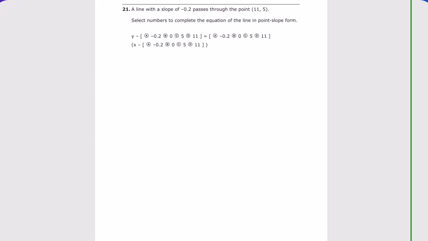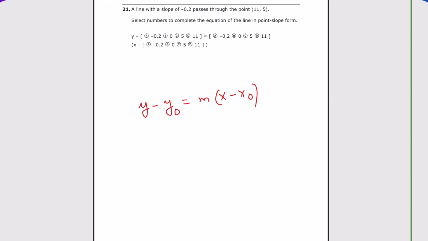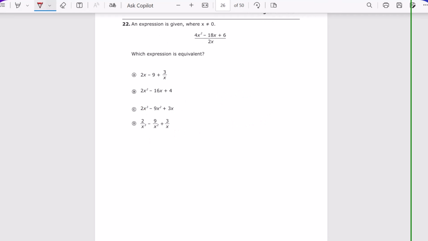Question 21. Equation of a line in point-slope form. A line has a slope of -0.2 and passes through the point 11, 5. Using point-slope form, y minus y0 equals m times x minus x0. Substitute the values. Y minus 5 equals -0.2 times x minus 11.